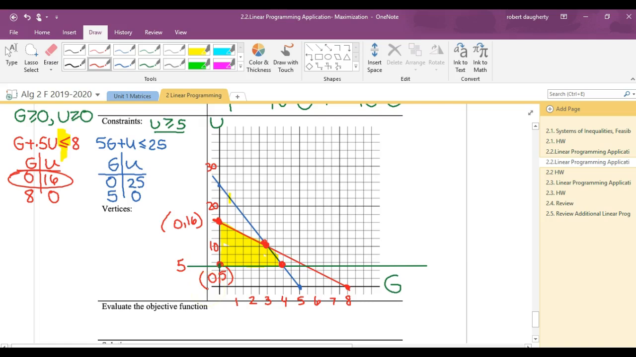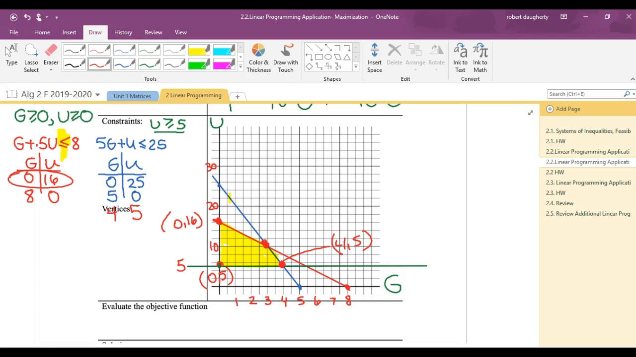And then what happens on the blue line, excuse me, not when G is 5, but when the U value is 5? In this case, I'm looking for this point that you see right here. That's the point you get when U is equal to 5. When U is equal to 5, G is equal to 4. So that is the point 4, 5. And then what I'm left to find is where do the red and the blue line intersect.